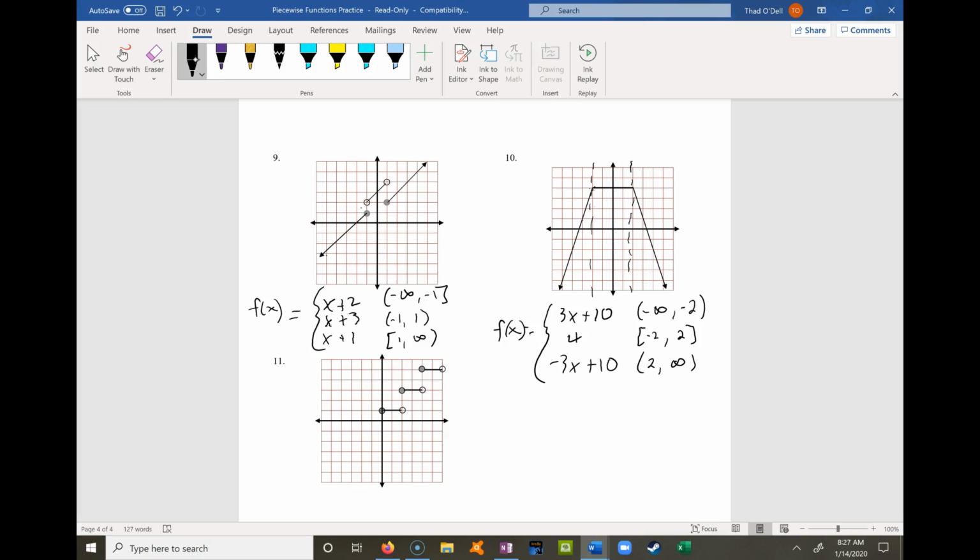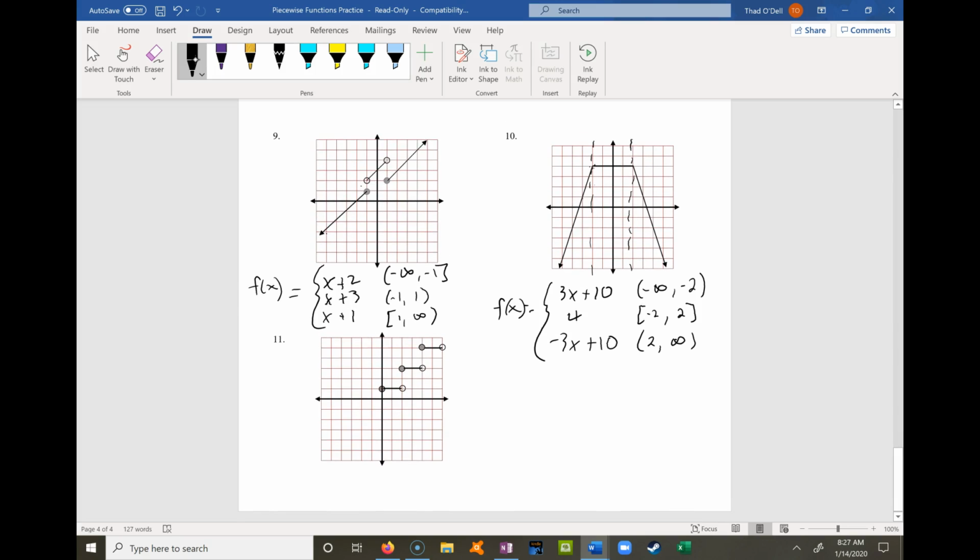So here's a kind of a fun one, number 11. So f of x is equal to, and there's going to be 3 things, but they're pretty easy. The first one is just 1, the second one is just 3, and the third one is 5. So it's pretty easy to tell what the y value is.